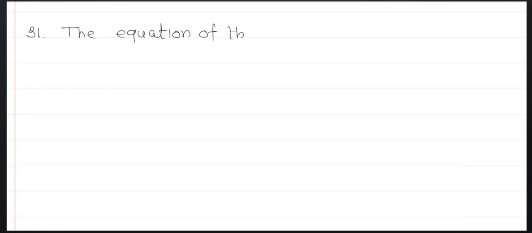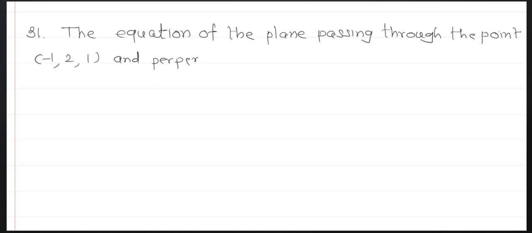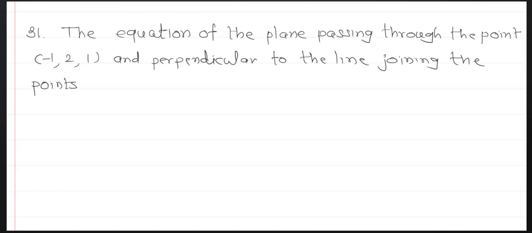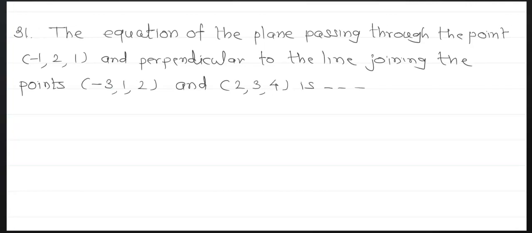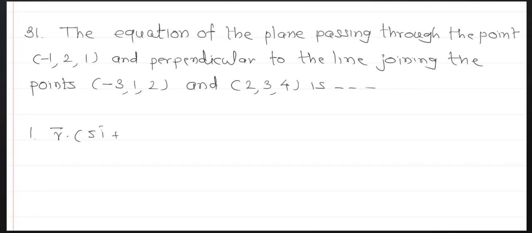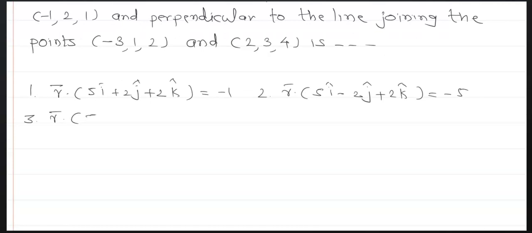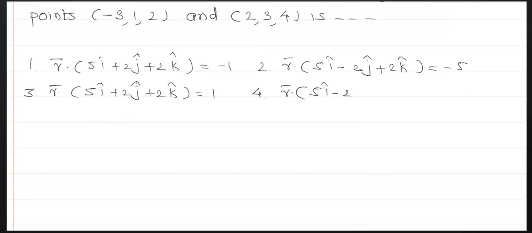Now the 31st question. The equation of the plane passing through the point (minus 1, 2, 1) and perpendicular to the line joining the points (minus 3, 1, 2) and (2, 3, 4) is: first, r bar dot (5i plus 2j plus 2k) is equal to minus 1; second, r bar dot (5i minus 2j plus 2k) is equal to minus 5; third, r bar dot (5i plus 2j plus 2k) is equal to 1; and fourth is r bar dot (5i minus 2j minus 2k) is equal to 1.